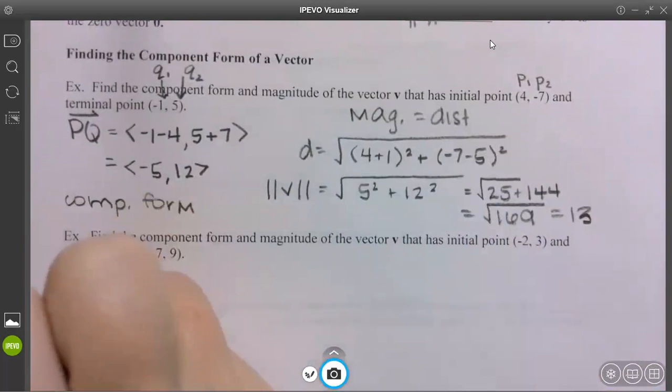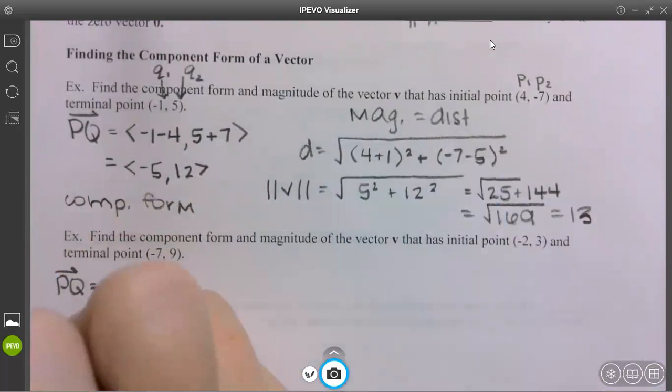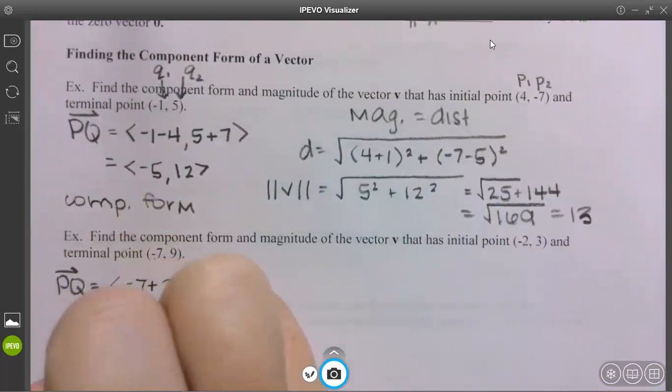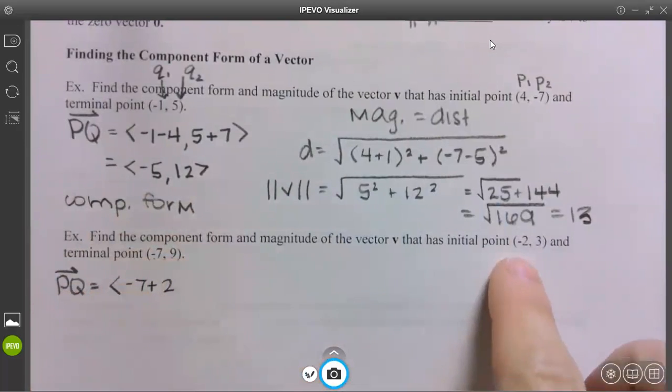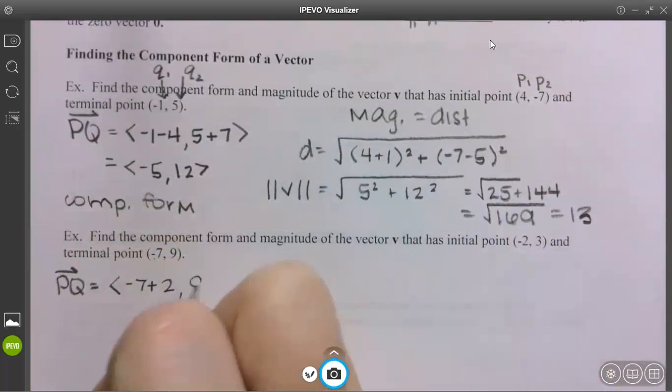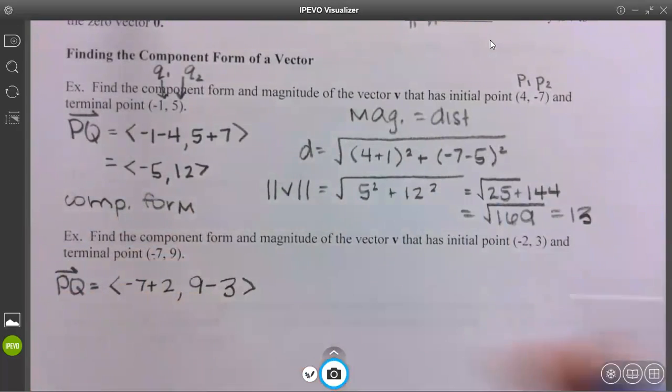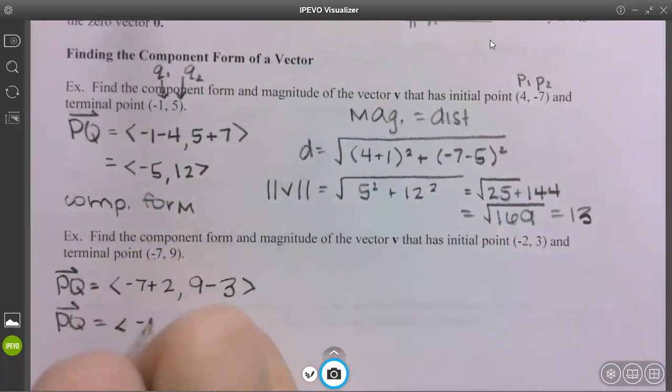So we're going to do PQ again. We're going to do Q1, which is -7, minus P1. So a minus -2 is a +2. Terminal point minus initial point, which gives you -5, 6.